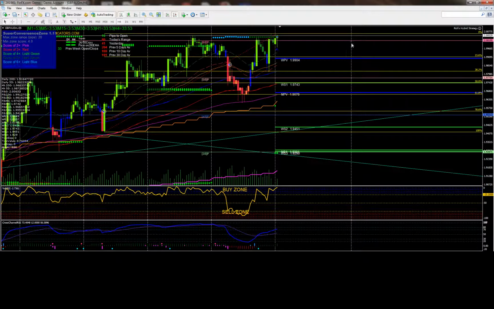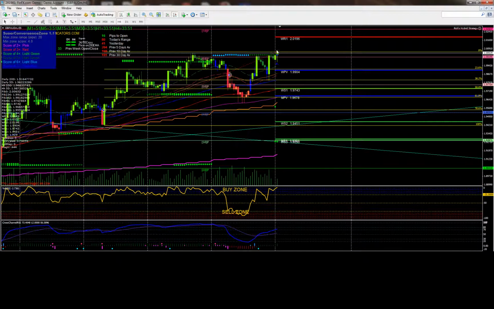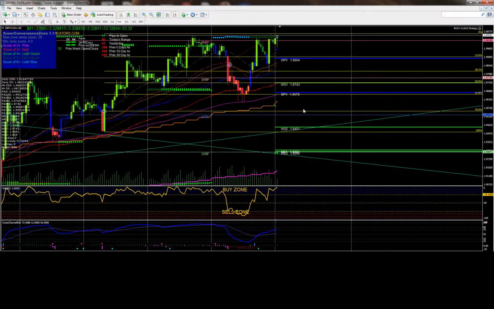So this important area, of course, is going to be 2. So if we do get a push up above this superconvergence zone here, up to WR1 or the midterm fib, I'll look for a pullback into 2, and then a bounce off for a long. So those are the two options that I'm looking at for the pound AUD this week.